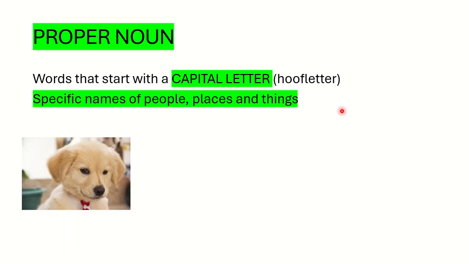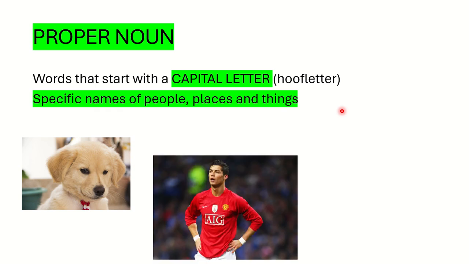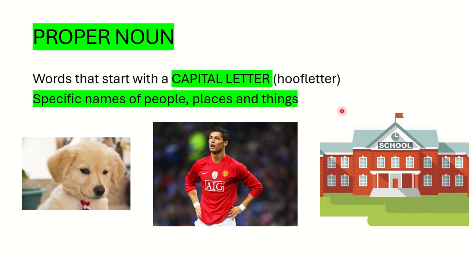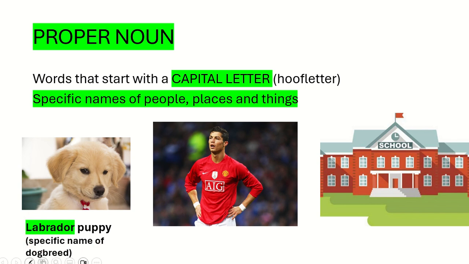Here again we have the picture of a puppy. And now, as from the previous slide, we know that puppy is a common noun because it refers to any puppy. But here we can now also see if we can give specific names to these three images. We know the second one was a man and the last one was a school. In the first slide here, we have our proper noun given to this puppy. So Labrador here is written with a capital letter, and now we can see that it's a specific name of the kind of dog it is, the dog breed.